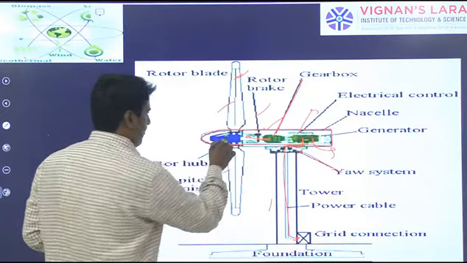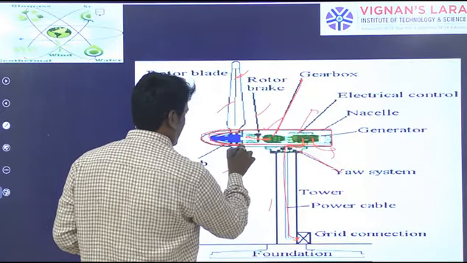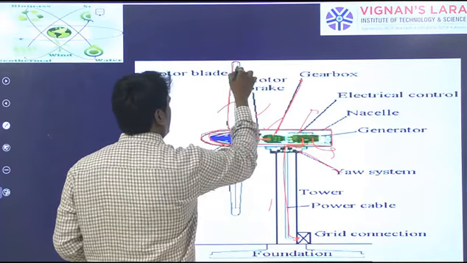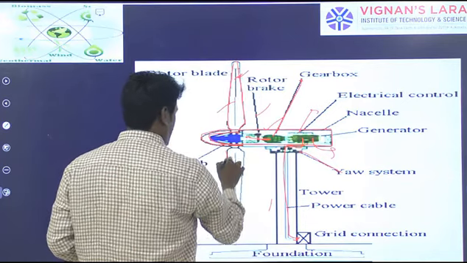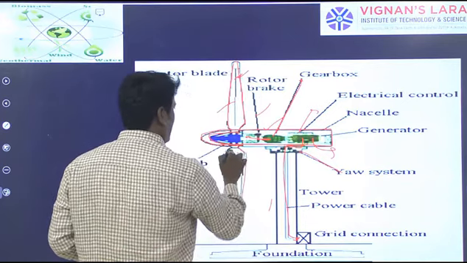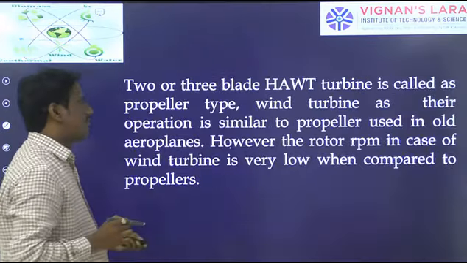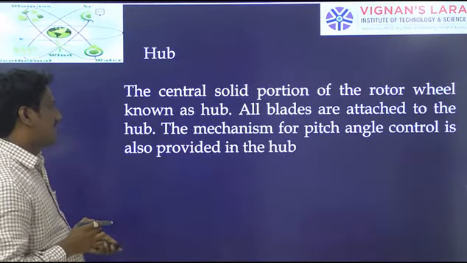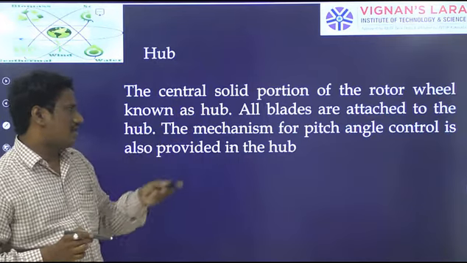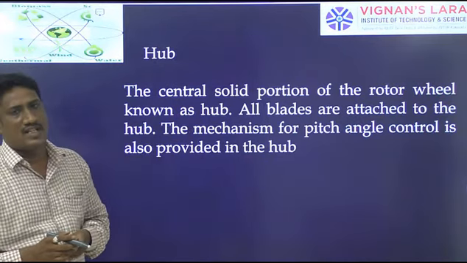This part you can call as a hub, where you will connect the blades, where you will connect the turbine blades. The intersection point, the common point of the central solid portion of the rotor wheel, is known as a hub.